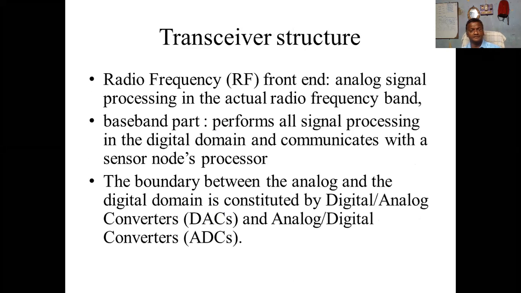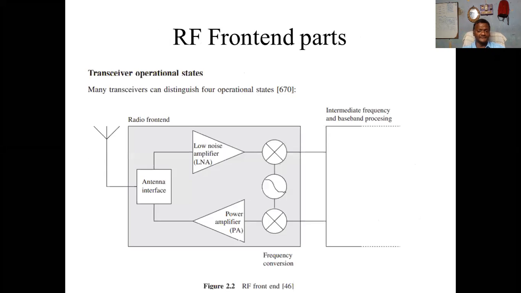Next, what is the structure of the transceiver? Actually, the transceiver has two parts. This is called the RF front end. The second one is called baseband processing. So I repeat, there are two parts: one is called the radio front end, and the second one is called baseband processing.